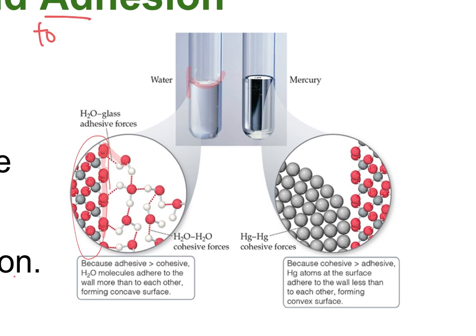If we look at mercury, mercury is a metal, and so it's going to have metallic bonds. It's more attracted to itself. It has higher cohesive forces, and it doesn't really have an attraction to silica or glass, and so it has no adhesive forces. So basically we get this convex shape where the cohesive forces are really strong internally and the adhesive forces are very weak.